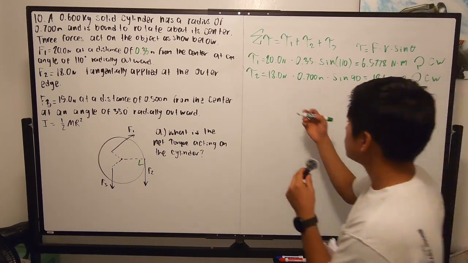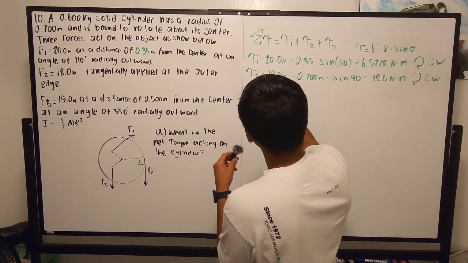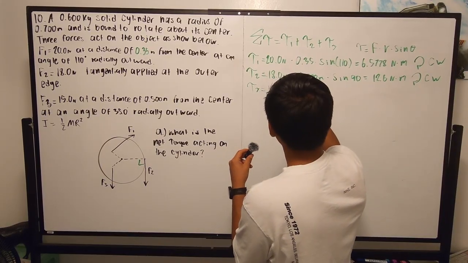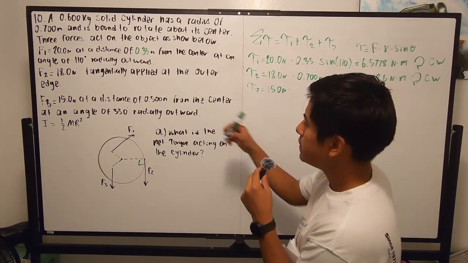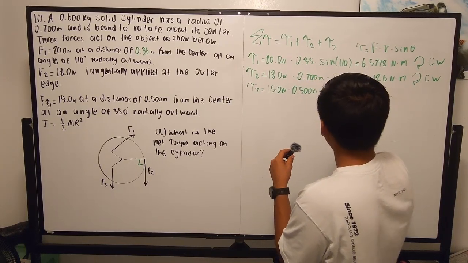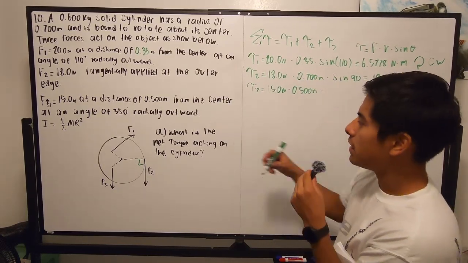Clockwise. And now for torque 3, we have 15 newtons, and then the radius is 0.5, and then the sine of the angle is sine of 35.